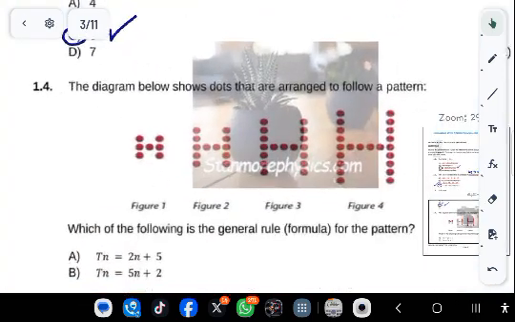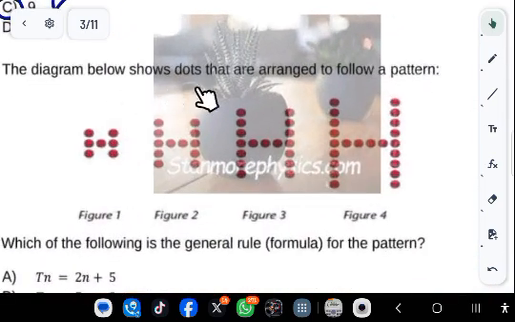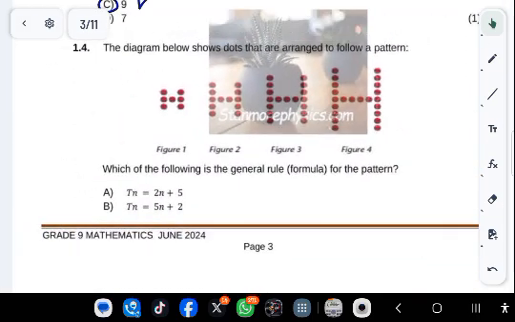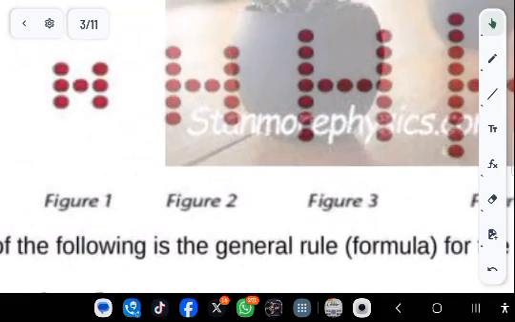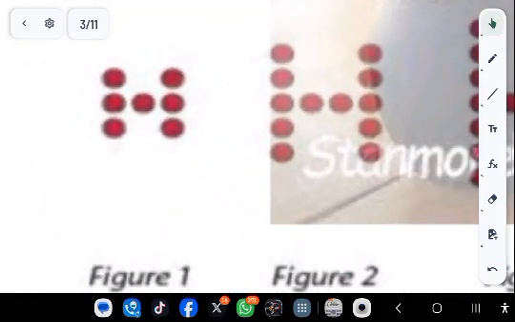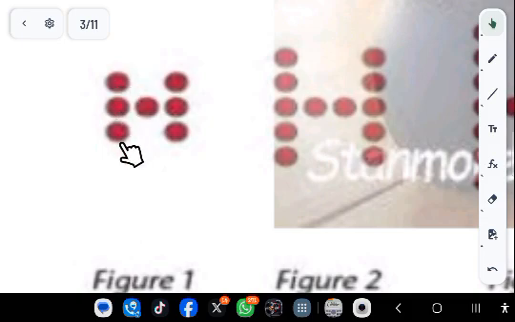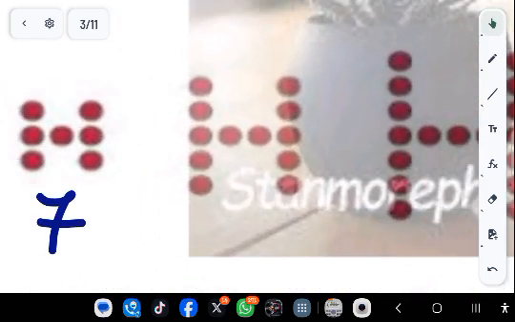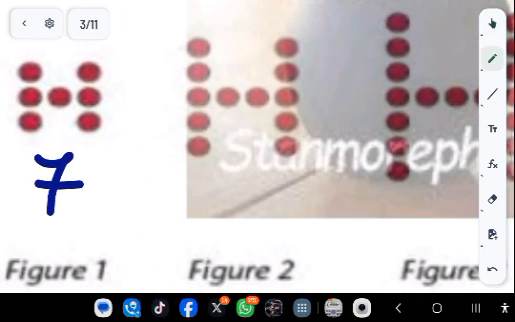Number 4, 1.4. The diagram below shows dots that are arranged to follow a pattern. Okay, there are the dots. Which of the following is the general rule or formula for the pattern? Now, the best way to work this one out is to count the number of dots. So here we've got 6 plus 1, and that is 7 dots. Over here we've got 2, 4, 5, 10 plus 2, that is 12.